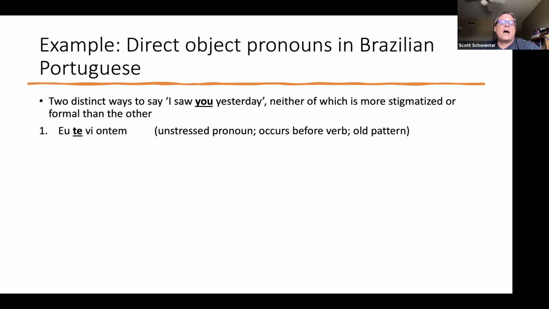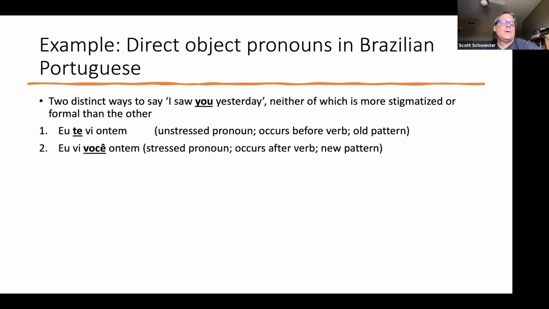So you could say, eu te vi ontem, so you saw yesterday, right? Literally, with an unstressed pronoun that occurs before the verb. Or you could say, eu vi você ontem, with a stressed pronoun that occurs after the verb, and that's the new pattern, right? So in Spanish, you'd only have one way to say this, right? Yo te vi ayer, right? Or ayer te vi. So we wanted to know, like, how can we determine what is leading speakers to do this?